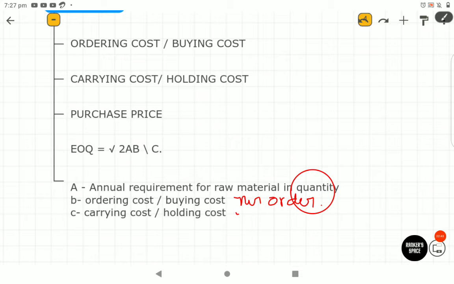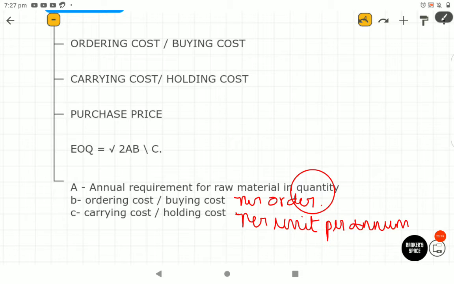Then in the case of carrying cost or holding cost, you should take it per unit per annum. So tell me guys, what is the EOQ formula? Root of 2AB by C. What is A? A stands for annual requirement of raw material in quantity. Then B stands for buying cost or your ordering cost per order. One order, how much? That is it.